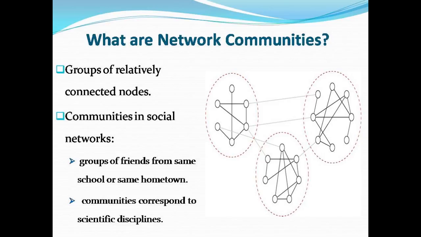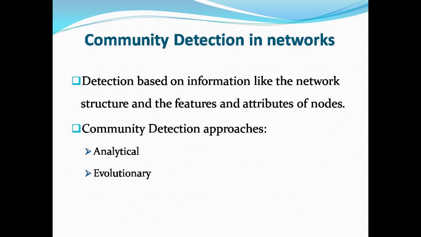Community, which is also known as module or cluster, is a group of relatively connected nodes. For example, in social networks, communities correspond to groups of friends who attended the same school or came from the same hometown, and communities corresponding to scientific disciplines. These groups of nodes formed in real networks are known as community structures. The figure shown on the right side represents how communities can be detected in networks.